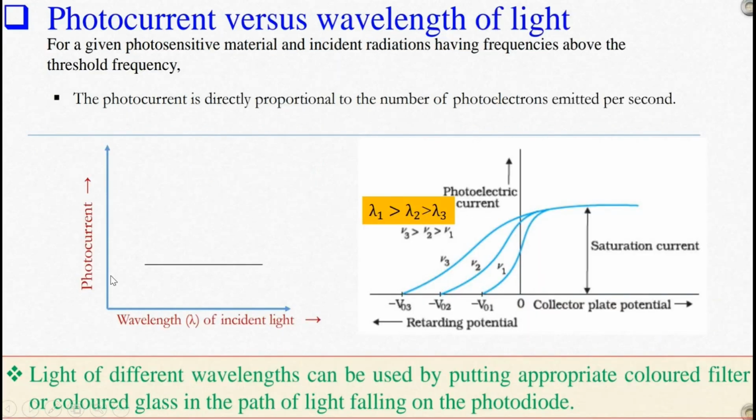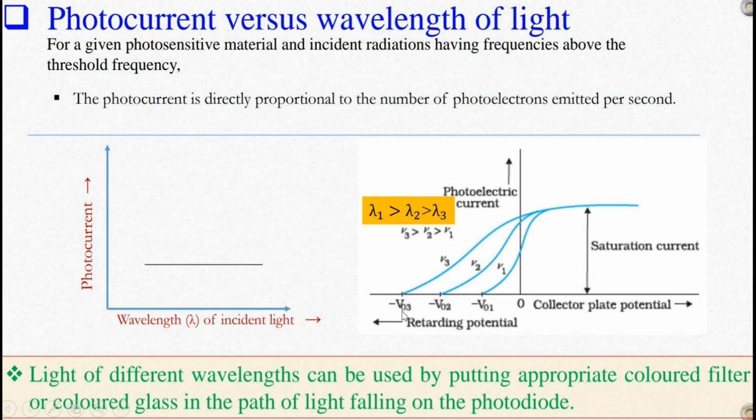Second, as you can see here, the photoelectric current is completely independent of the wavelength or frequency of the incident radiation. And in the third curve, we can see the effect of frequency on the stopping potential. It is seen that as the frequency of the incident light is increased, the stopping potential for a given metal surface increases. So as the frequency increases, the stopping potential also increases.